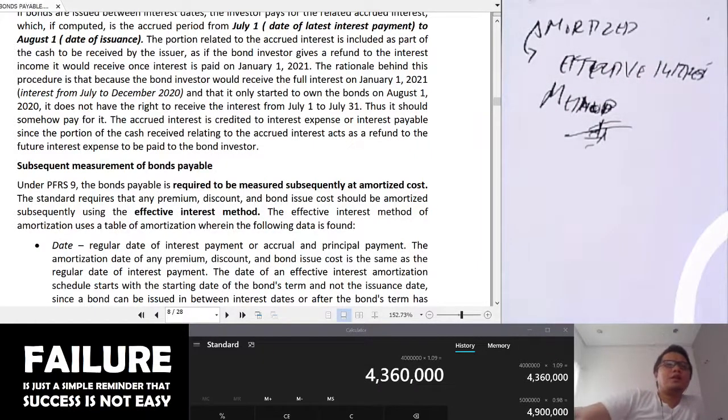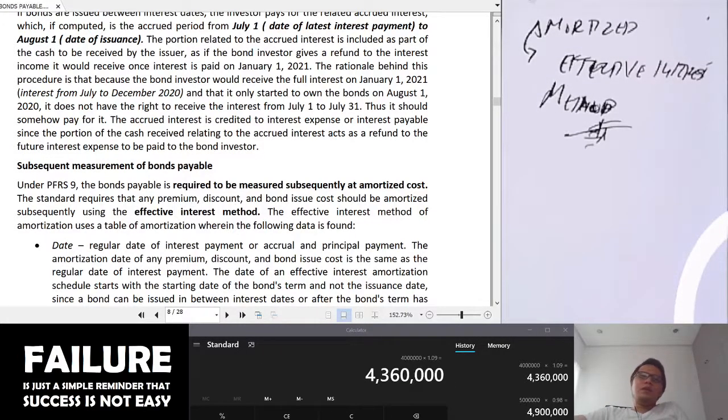So basically, an effective interest method of amortization, class, kumbaga, gagawa lang tayo ng table of amortization wherein makikita natin yung movement ng carrying amount at yung mga effect ng any premium or discount such that if we are to look at our effective interest amortization schedule, at the end of the term, the carrying amount would be equal sa face amount.